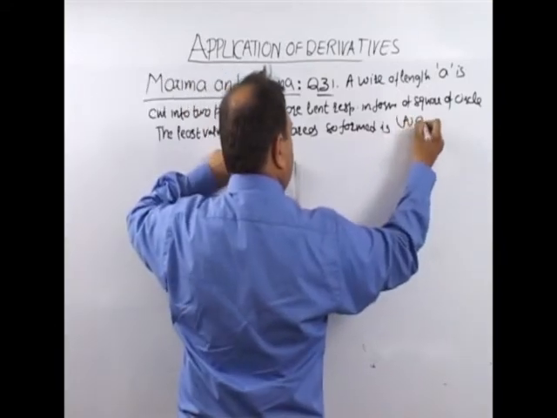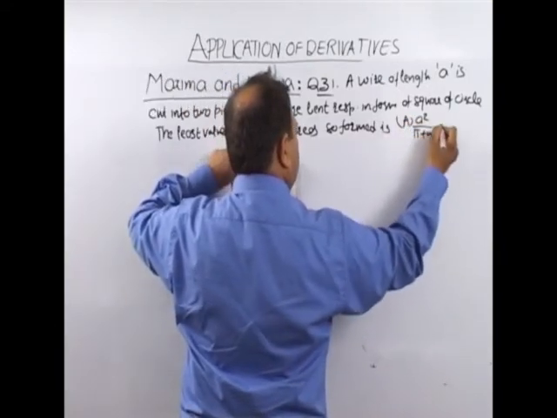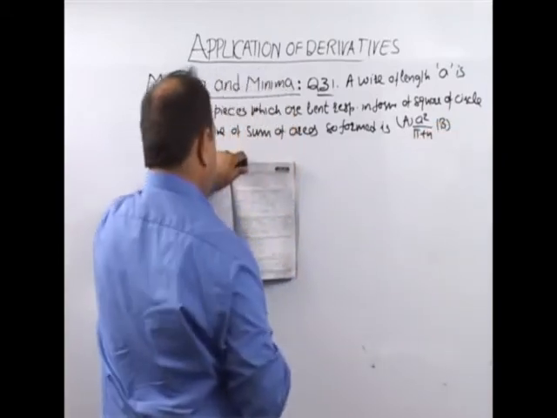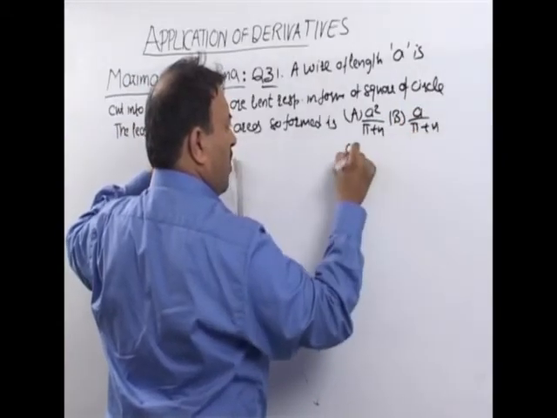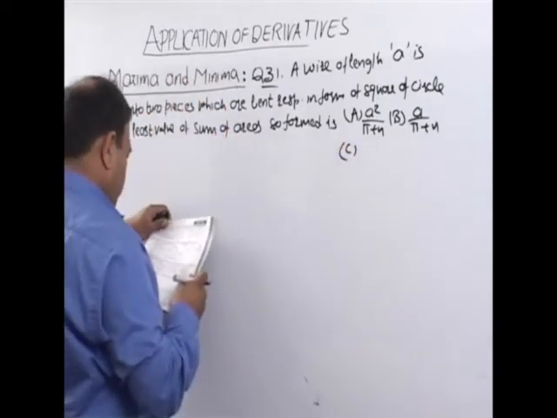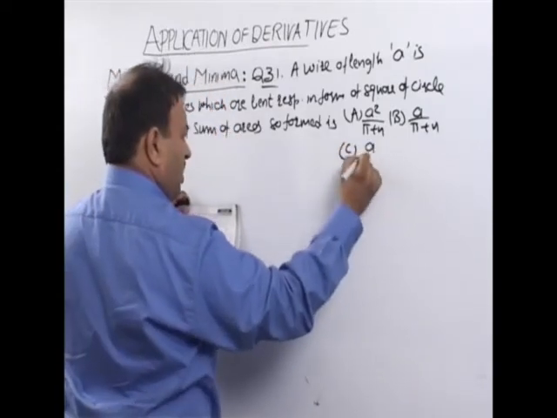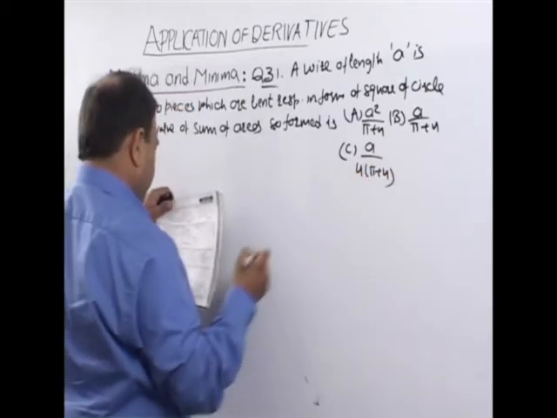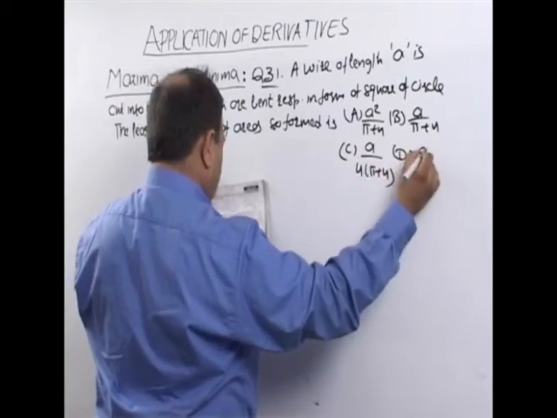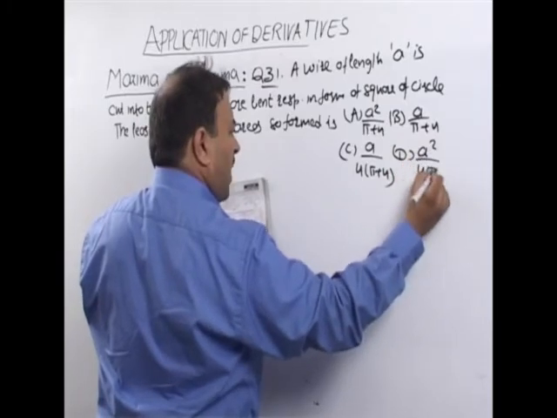Option A is A square upon pi plus 4, B is A upon pi plus 4, C is A upon 4 pi plus 4, D is A square upon 4 pi plus 4.